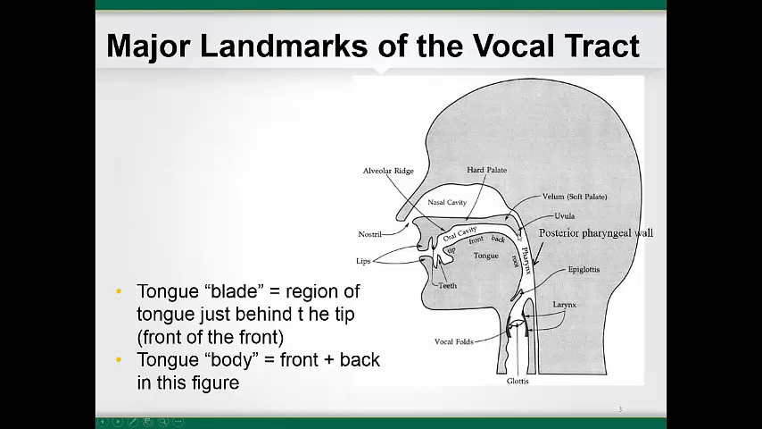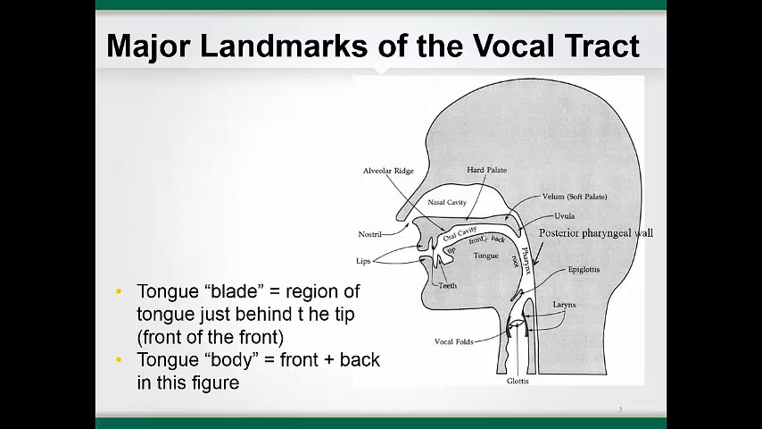Next, the tongue is divided up into several portions. The tip of the tongue is the very end of the tongue. The blade of the tongue is the region of the tongue just behind the tip of the tongue, right around here. The front of the tongue extends from about the tip of the tongue to where the hard palate changes to the soft palate. So maybe from about here to about here.